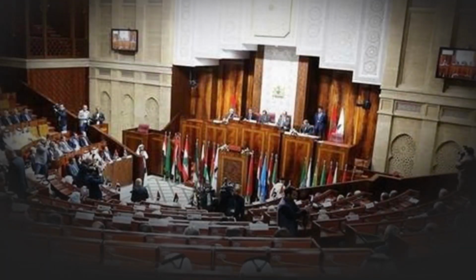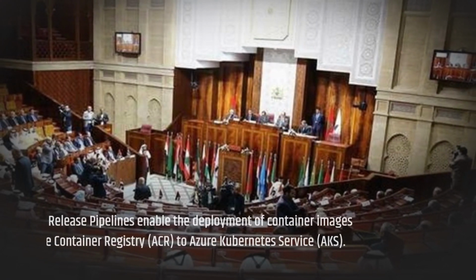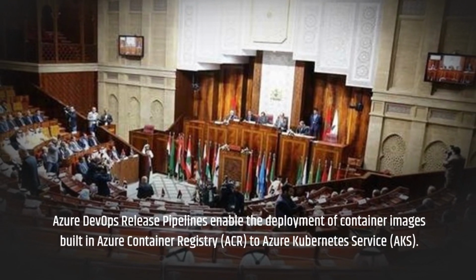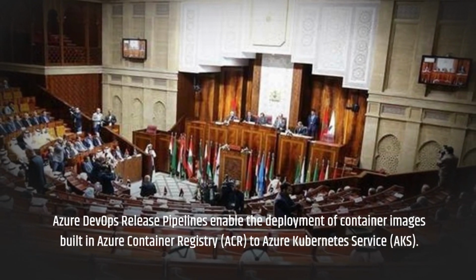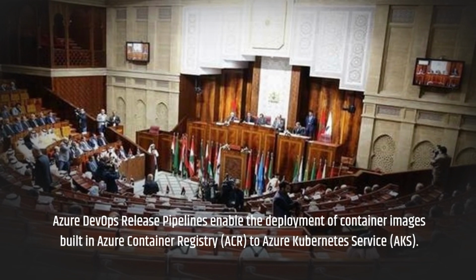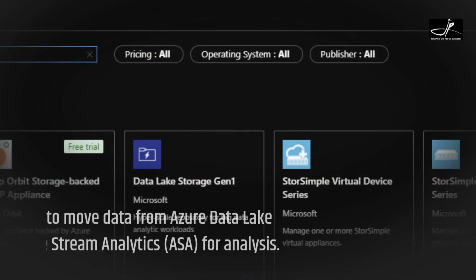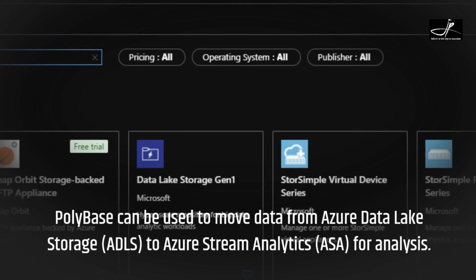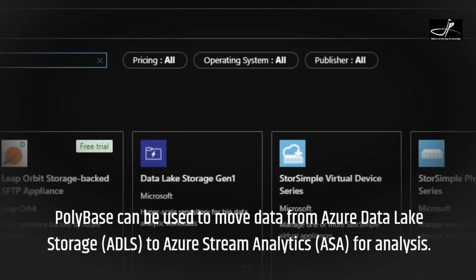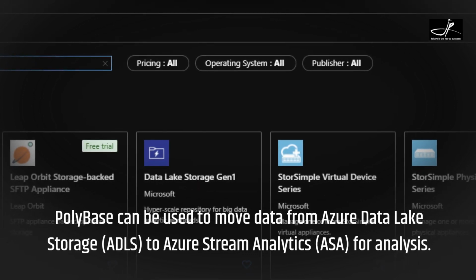Azure DevOps release pipelines enable the deployment of container images built in Azure Container Registry, ACR, to Azure Kubernetes Service, AKS. Azure AD can be used to move data from Azure Data Lake Storage into Cosmos DB for processing and analysis, and Azure Stream Analytics, ASA, for analysis.